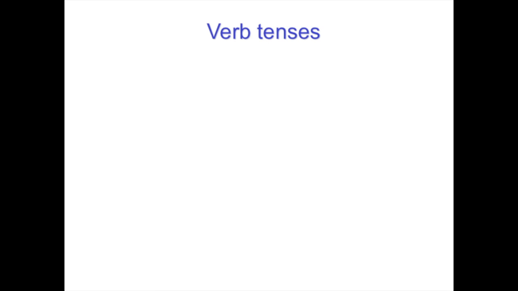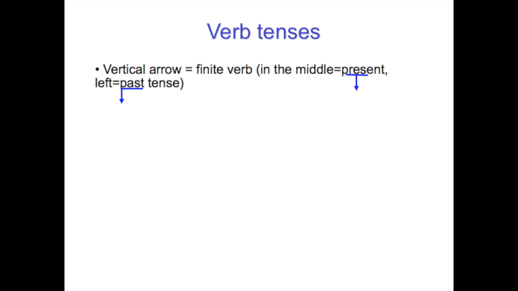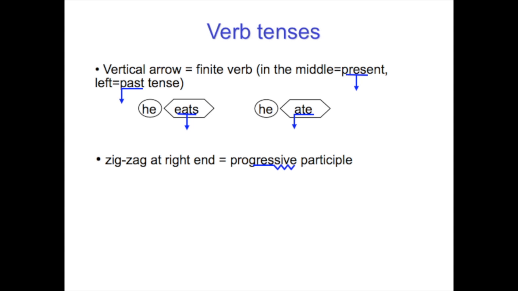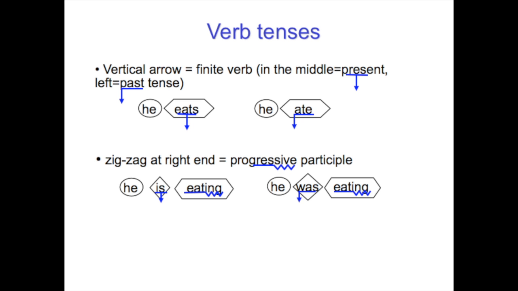So for verb tenses, there's a system of arrows, and a vertical arrow is for a finite verb, and if it's in the middle, that's present tense, and at the left, it's past tense. So you'd have he eats, present, he ate, past. For progressive participles, I have a zigzag at the right-hand end under the ing. So you can have he is eating versus he was eating. And this is the is and the was that tells you whether it's present or past tense, not the ing. The ing shows you that the action was going on for a short while.